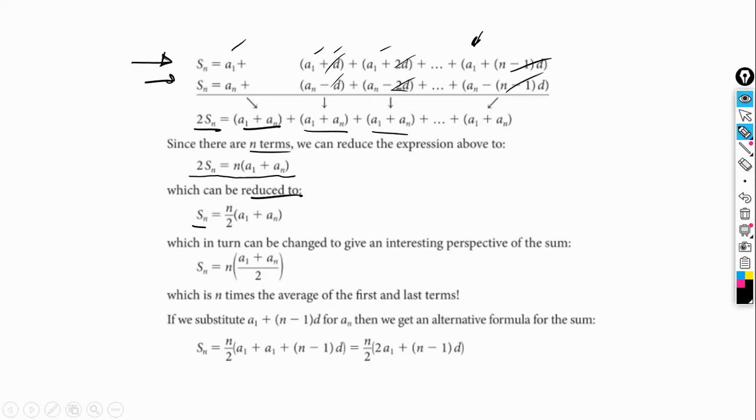So let's change a little bit and notice that we can say that it's n times a1 plus an over 2. But we can substitute the nth term for the formula that we already know, right? Which is a1 plus n minus 1 times the common difference. So if we substitute that here, as we can see, we're going to get finally an alternative formula for the partial sum of an arithmetic sequence, which is n halves times 2 times the first term plus the number of terms minus 1 times d.